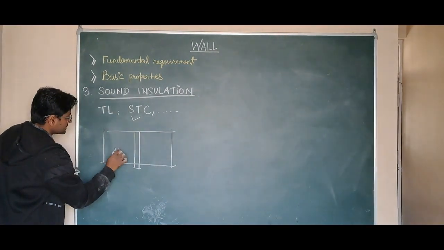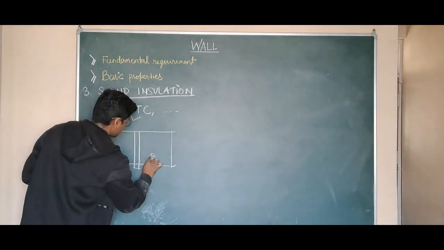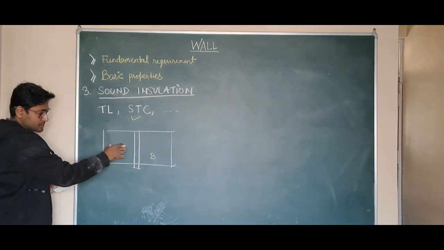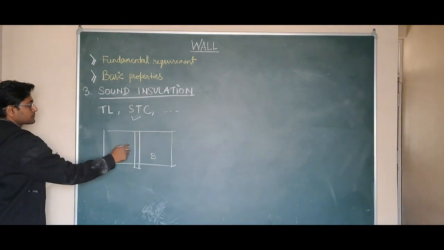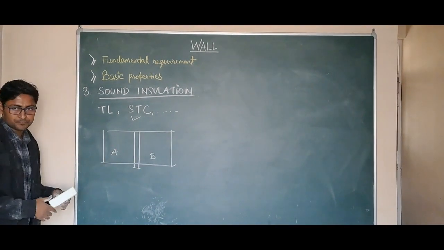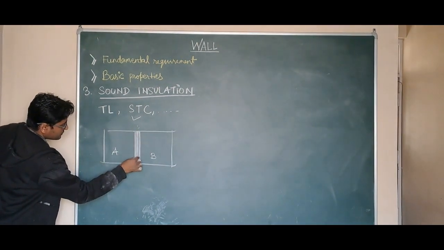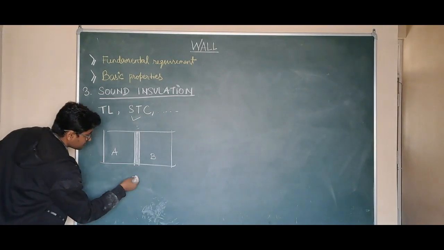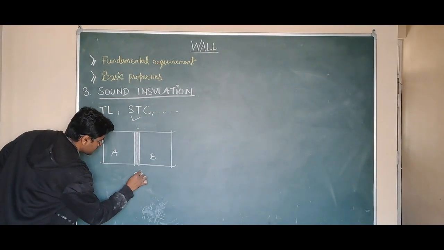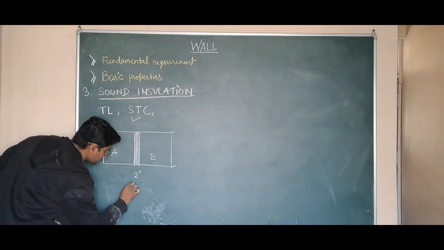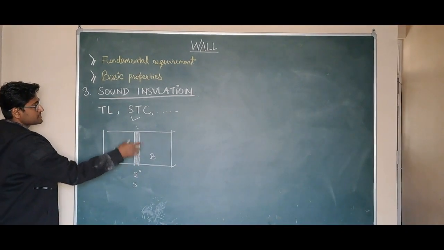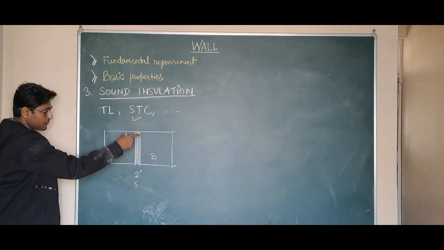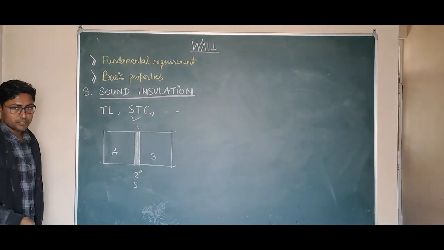This is section A, and we have section B. There is some noise here, and we do not want the noise to cross from here to here, or vice versa. Now suppose the thickness of this plywood is 2 inch, and the STC rating is 5. Obviously if we increase the thickness, the STC will be higher and the performance will be better.